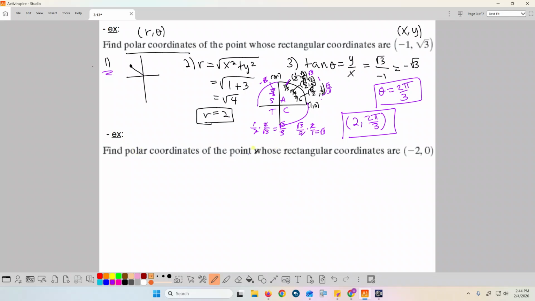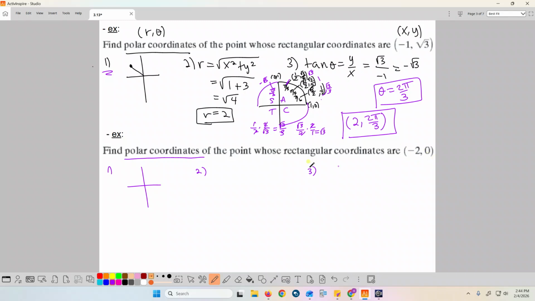We got this next one here. Find the polar coordinate of the point whose rectangular coordinates are -2, 0. All right, we'll do the same thing. Since we're looking for that polar coordinate, same type of question, right? 3 steps: plot the point, find r, and find theta.